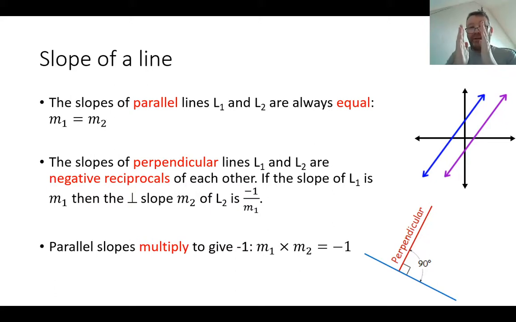So, what about parallel lines? M1 equals M2. What about perpendicular lines? M1 multiplied by M2 equals minus 1. Or put it another way, the slopes are negative reciprocals of each other. You take the first slope, if it's not in fraction form, turn it into fraction form, and then change the sign, turn it upside down, and that would be the slope of any line perpendicular to it.